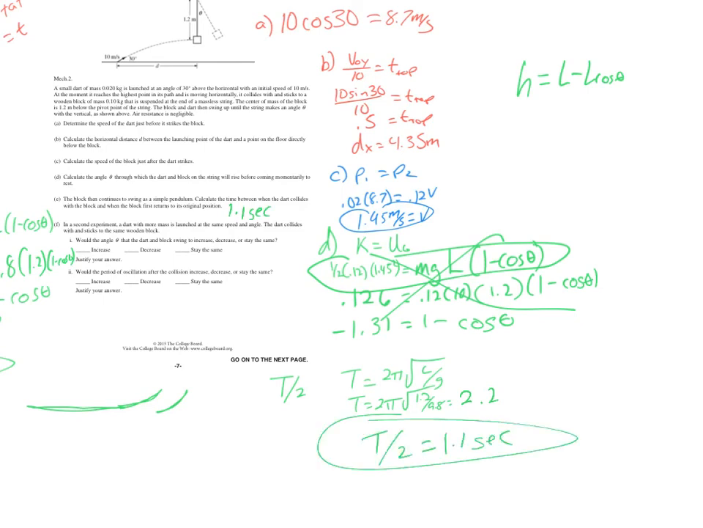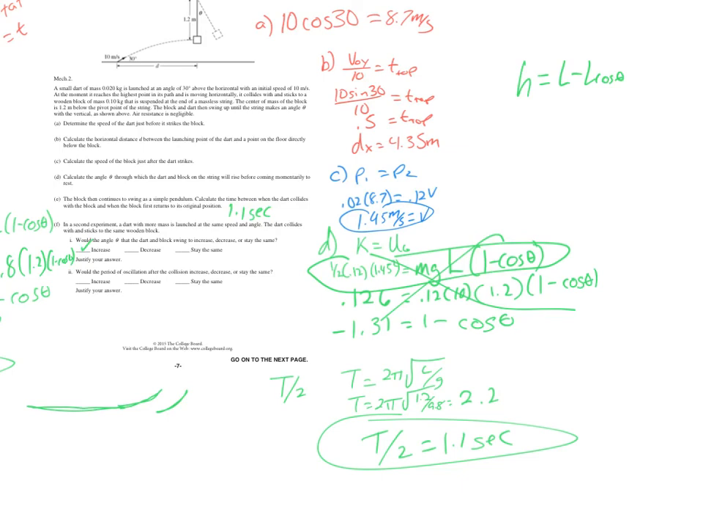All right, and then for F. In a second experiment, a dart with more mass is launched at the same speed. Would the angle that the dart makes increase, decrease, or remain the same? So it would increase, because you're hitting it with more momentum, which means you're transferring more momentum to it, which means it'll have a higher initial speed, which means the angle should increase. Basically, you're hitting it with more kinetic energy, so it should rise to a higher location.